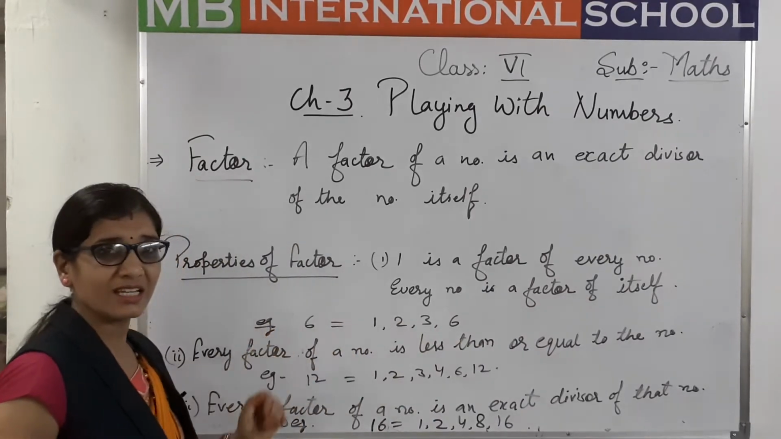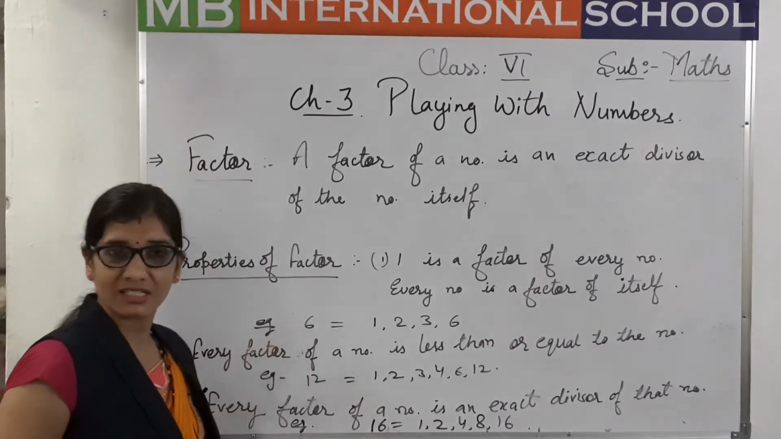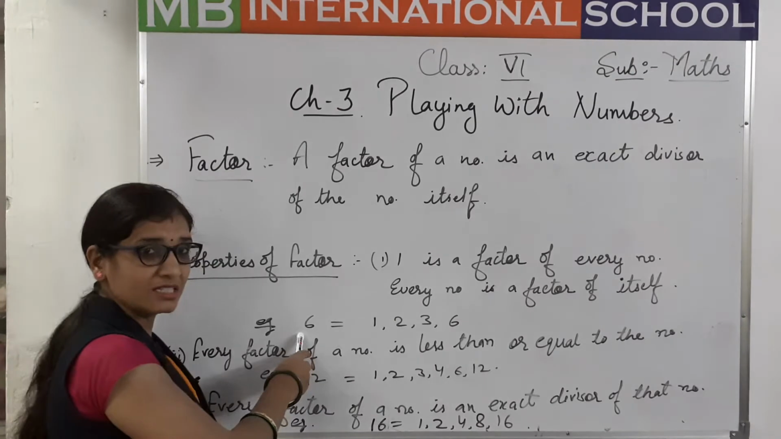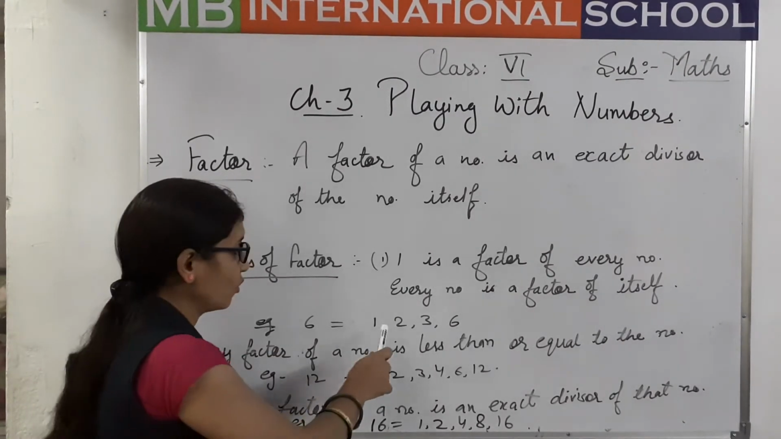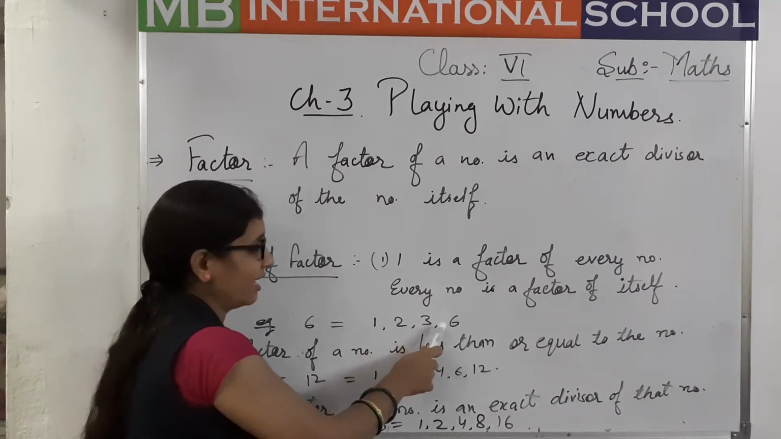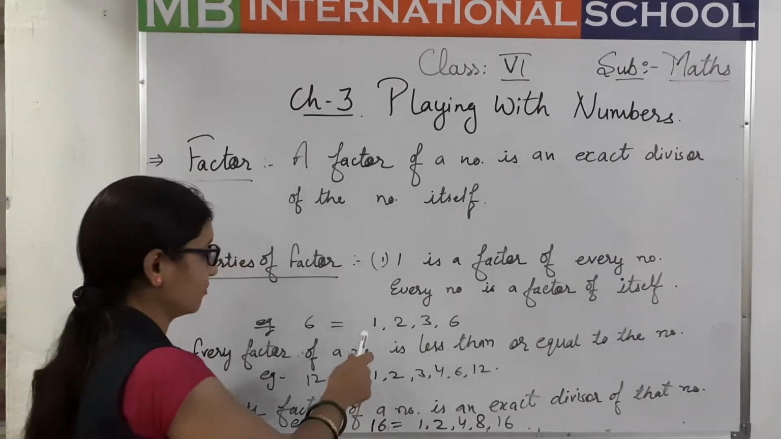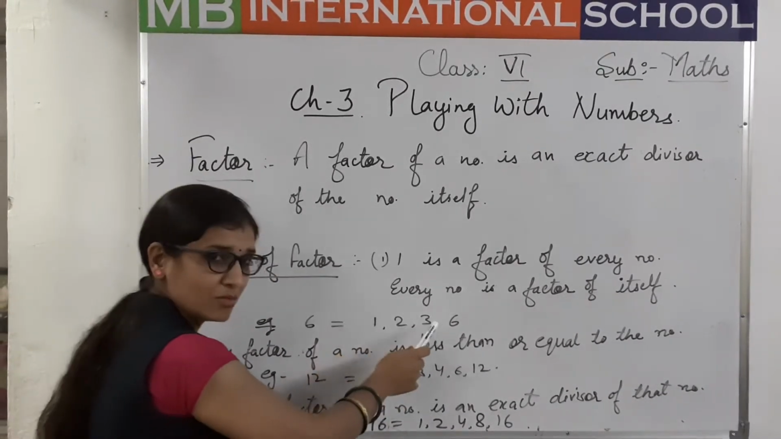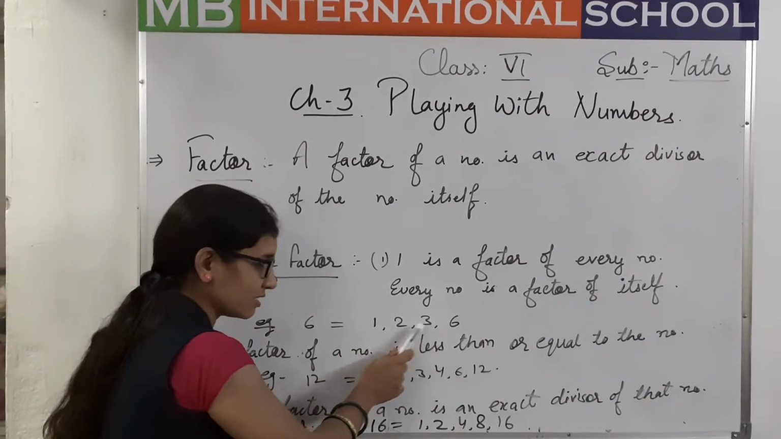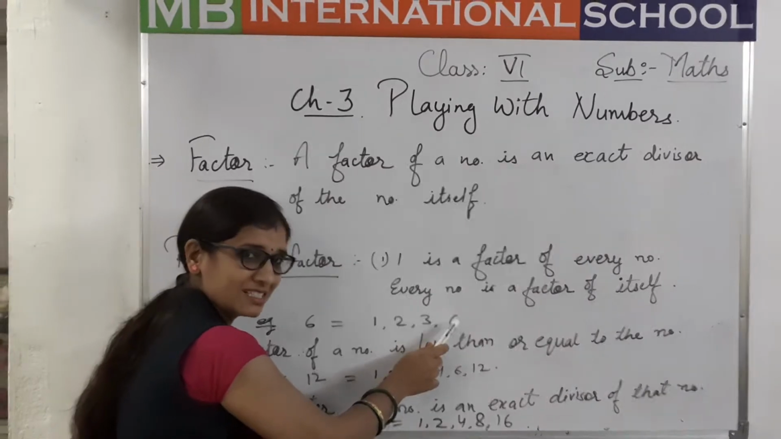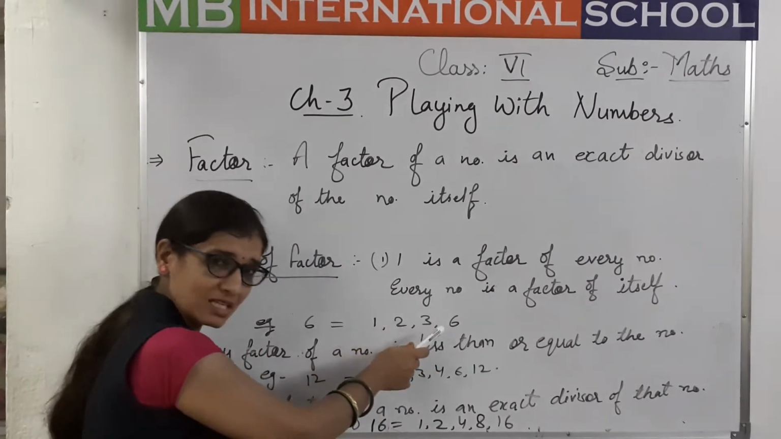Now let's take an example. Factors of 6. In this we can find out that if we divide it by 1, 2, 3 and 6, it is divisible. Yes, it is divisible by all these numbers. So these are the factors of 6. 6 is divisible by 1, 2, 3 and 6. So these we call the factors of 6.